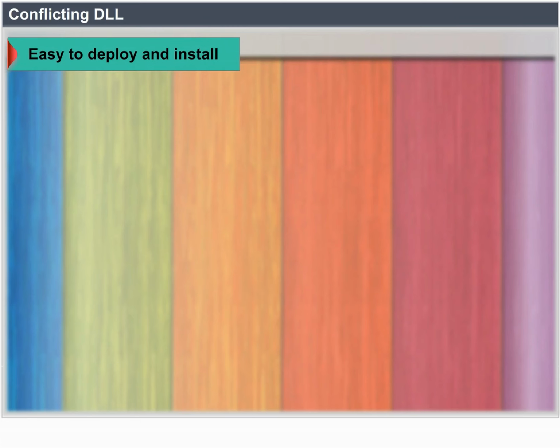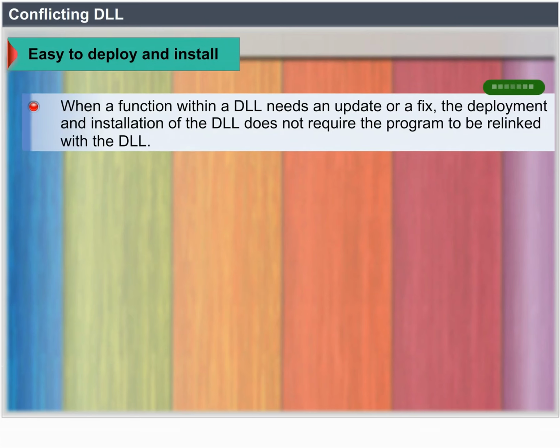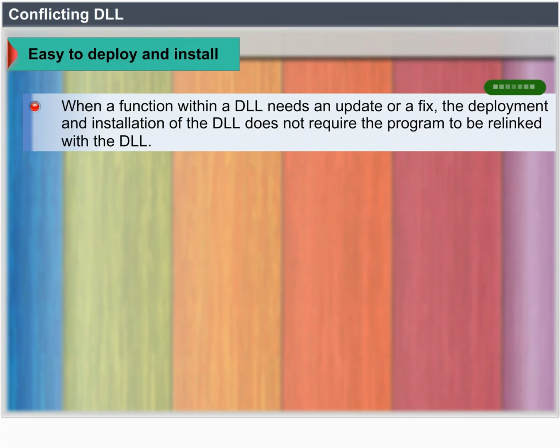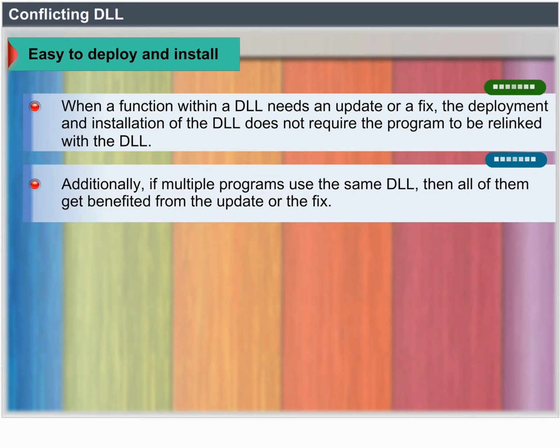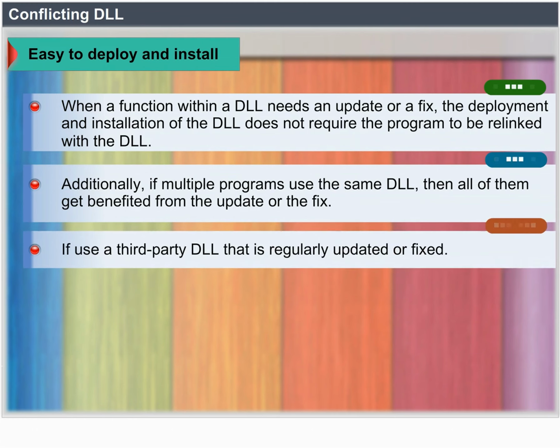Easy to deploy and install. When a function within a DLL needs an update or a fix, the deployment and installation of the DLL does not require the program to be relinked with the DLL. Additionally, if multiple programs use the same DLL, then all of them get benefited from the update or fix, if you use a third-party DLL that is regularly updated or fixed.